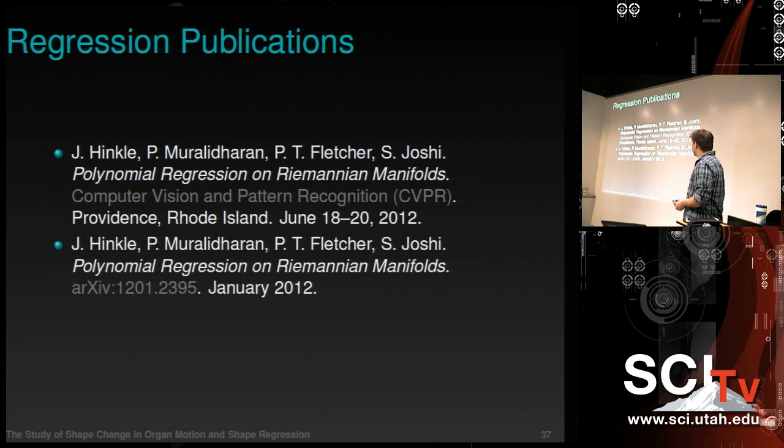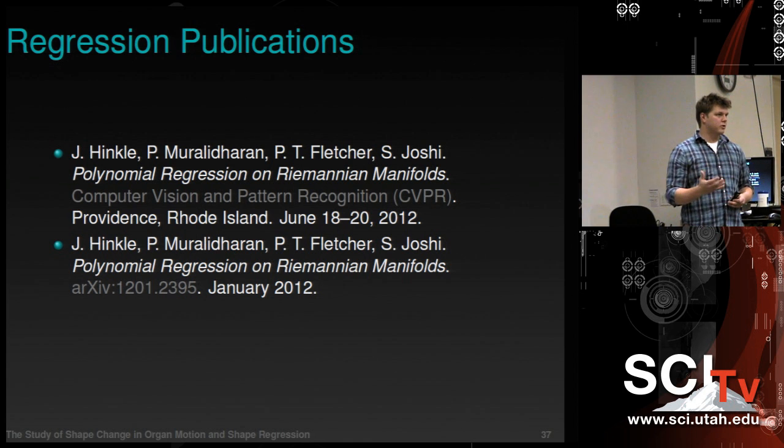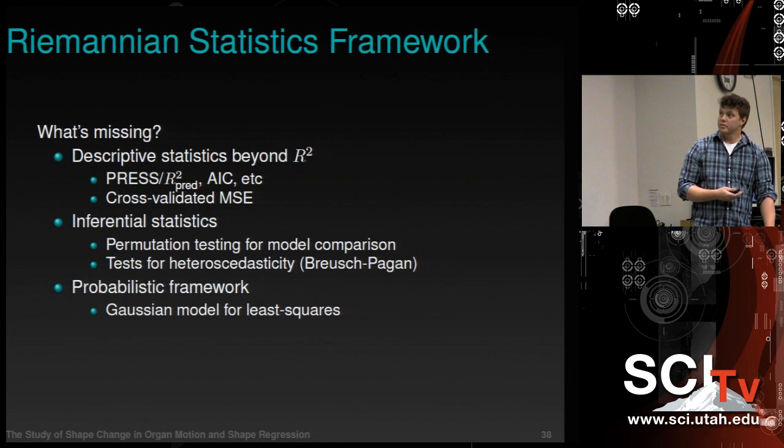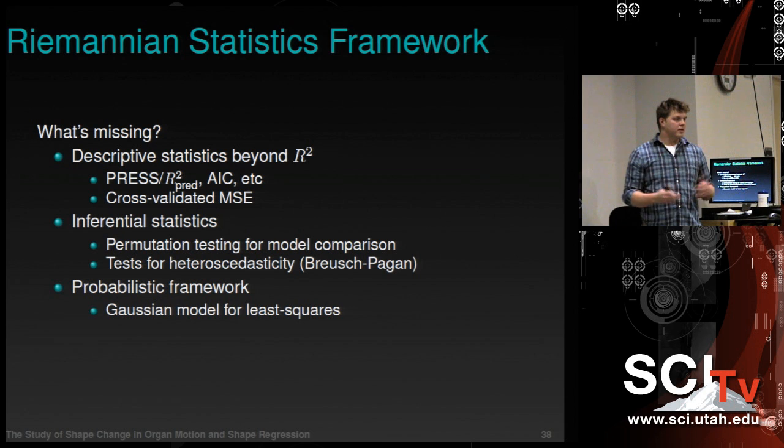So we're in the process of submitting this. We should hear back from CBPR within the next week or so, and I've put a preprint of an archive paper up online, and I hope to develop that into a real journal version by including mainly statistics that deal with the model selection problem. So what's missing right now are all the accompanying statistics.